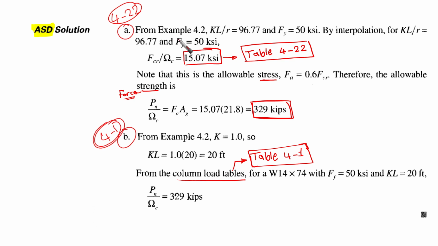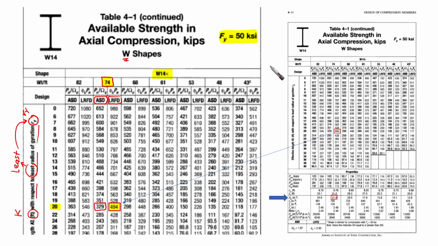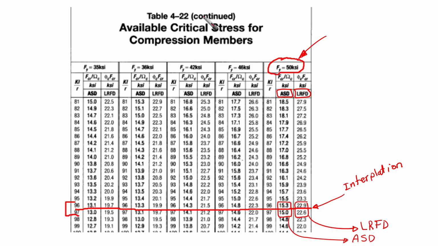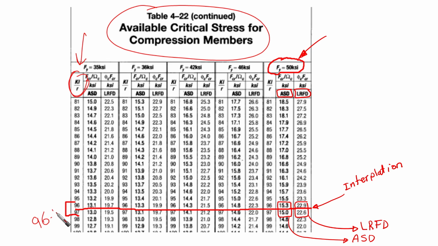So from the example, again, we have KL over r. Take care that we are using KL over r, it is 96, F yield 50 as we said. By interpolation for KL over r, we are going to obtain the value. It is 15 something. Let's go to this table and see how we can get this. It is the same table that we used in LRFD. Then this is KL over r, we know it, it is 96 point something as we said.